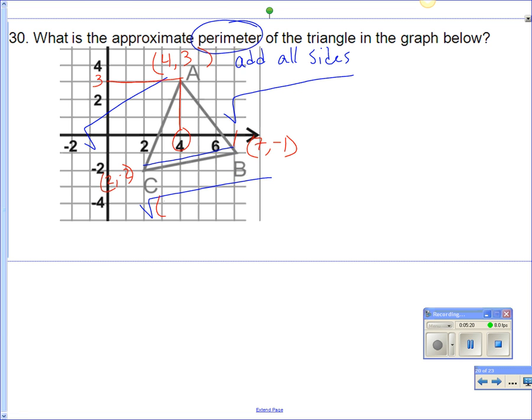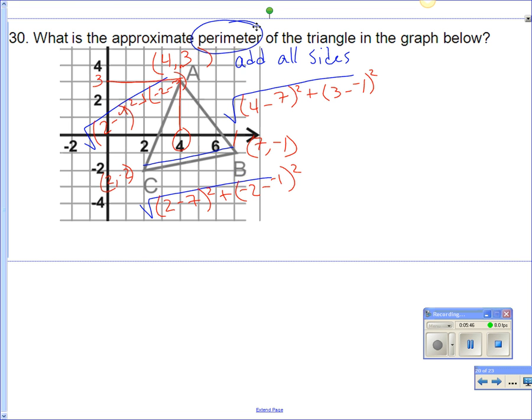So in your calculator, you would do 2 minus 7 squared plus negative 2 minus negative 1 squared for that side. For this side, you do 4 minus 7 squared plus 3 minus negative 1 squared. And for this one, you would do 2 minus 4 squared plus negative 2 minus 3 squared.